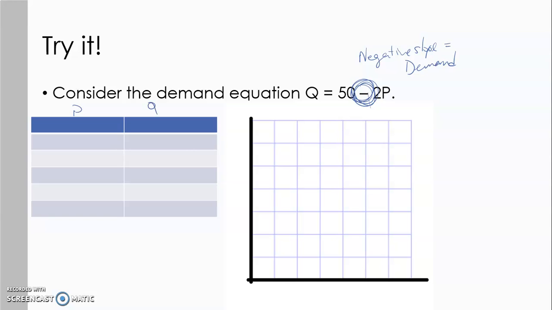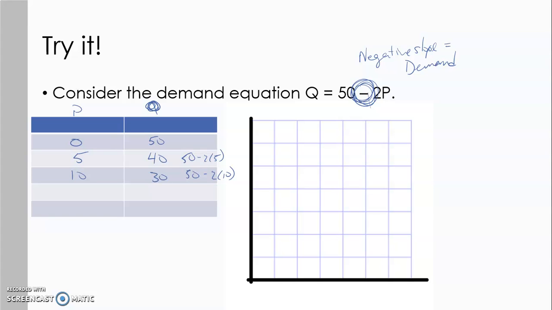Let's go ahead and maybe choose 0 as our first price. And 50 minus 2 times 0 is still 50. Let's make that Q look a little bit better. 5 as our second price. Q equals 50 minus 2 times 5. That's 50 minus 10, which is 40. 10: 50 minus 2 times 10, that's 20, is 30.